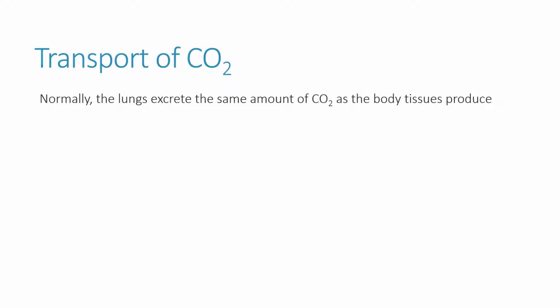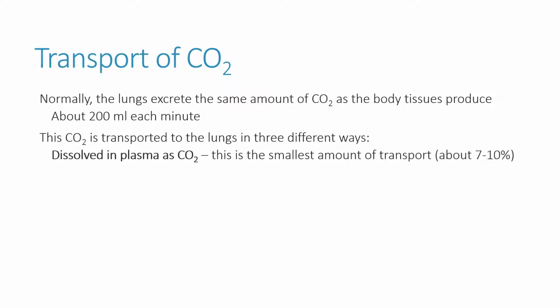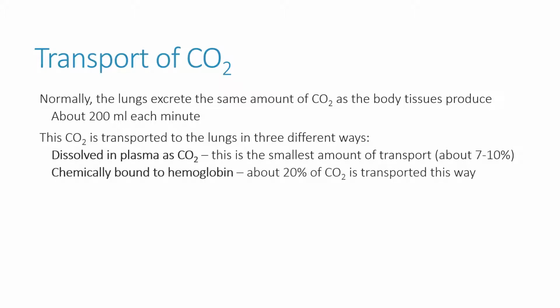Normally, the lungs excrete the same amount of carbon dioxide as the body tissues are producing, which is about 200 milliliters each minute. This carbon dioxide is transported to the lungs in 3 major ways. The first is dissolved in the plasma as carbon dioxide. This is the smallest fraction of carbon dioxide transport and is only about 7 to 10% of the carbon dioxide being transported through the blood.